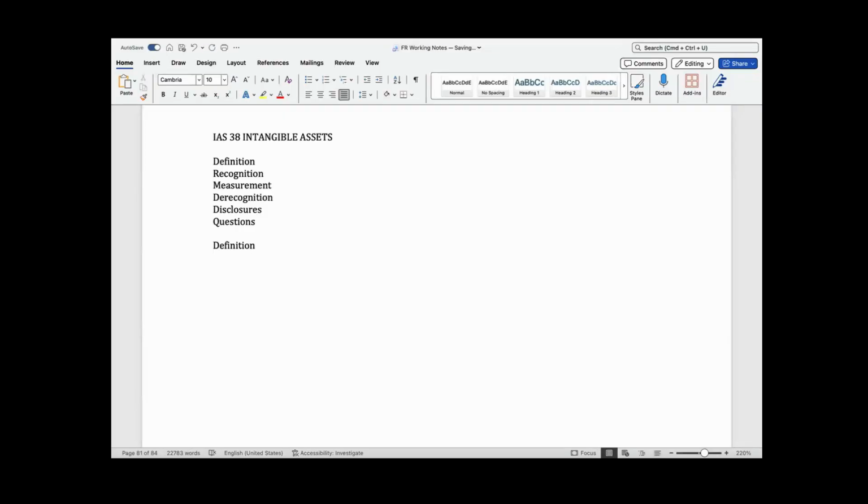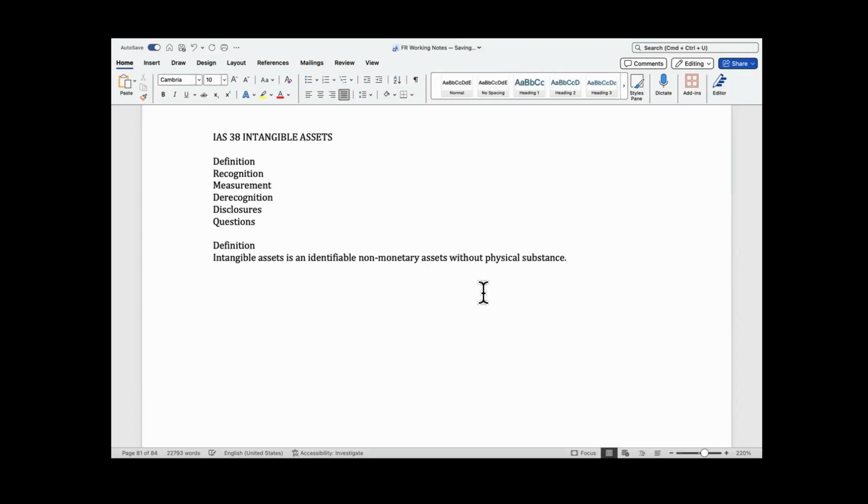So now, let's look at the definition first. I defined intangible assets yesterday. Intangible assets is an identifiable non-monetary asset without physical substance. That's how it's defined in IAS 38.